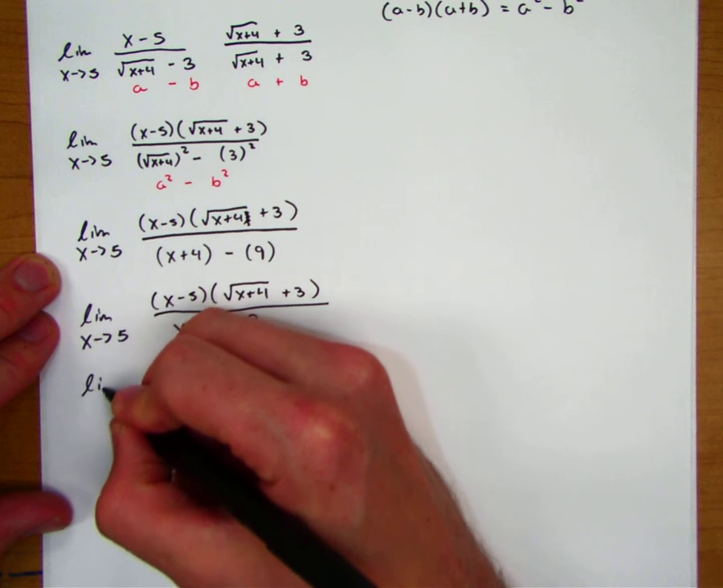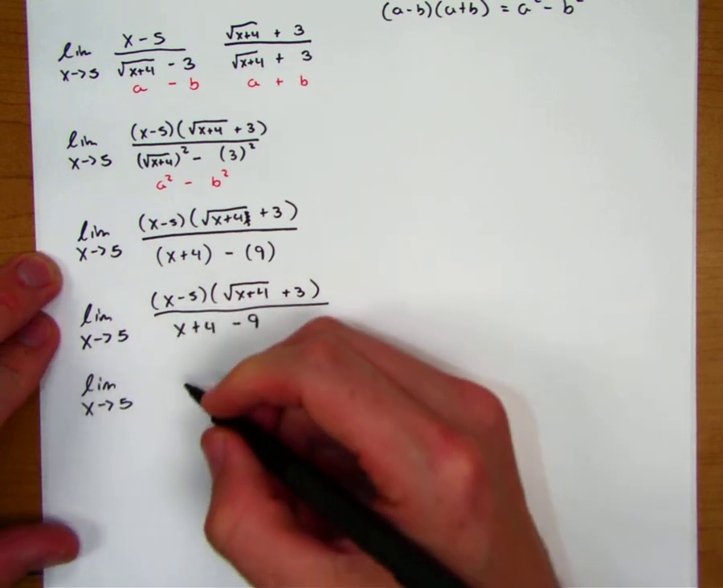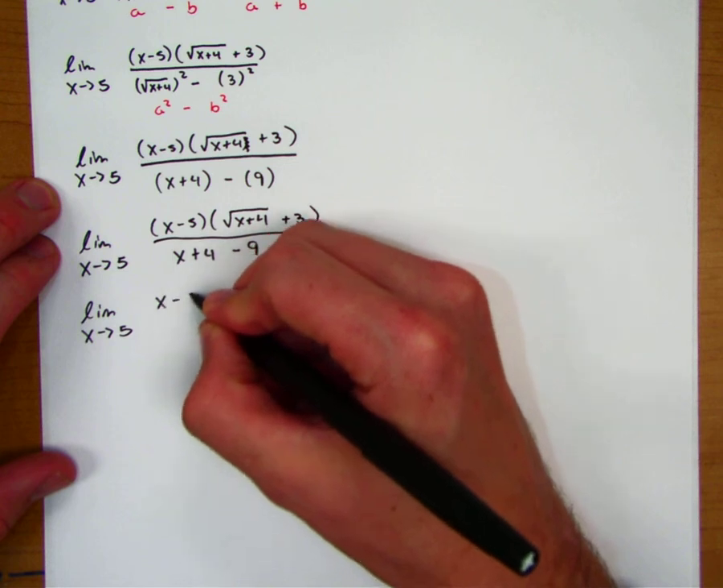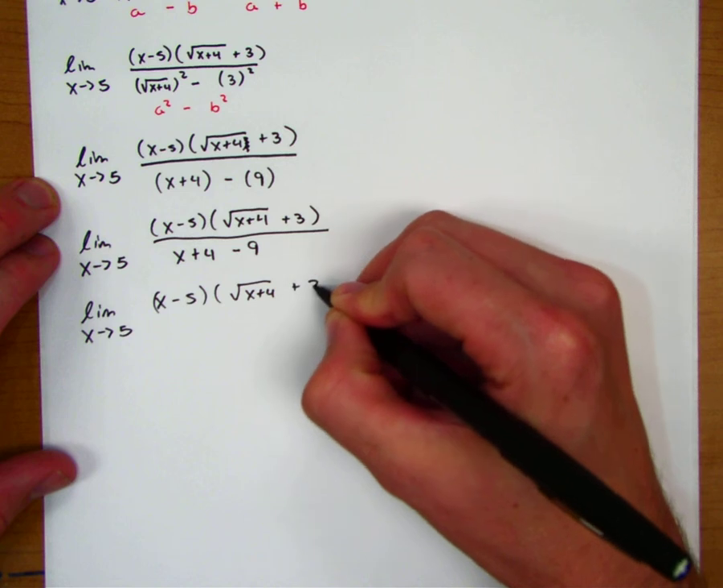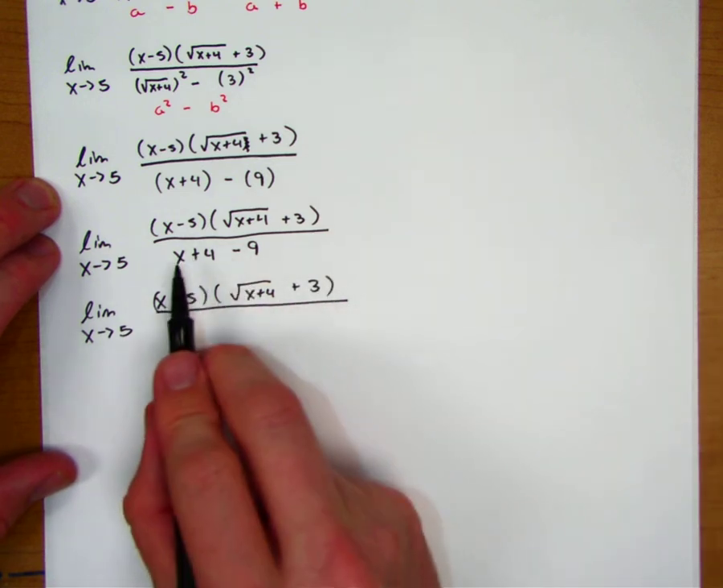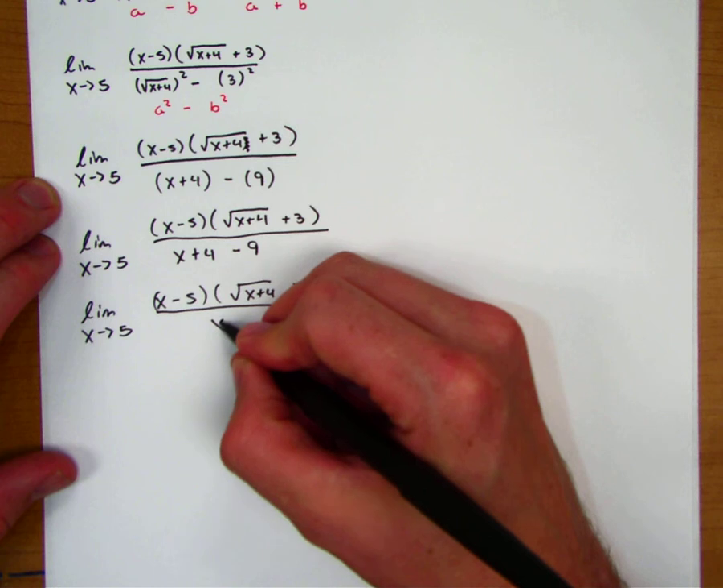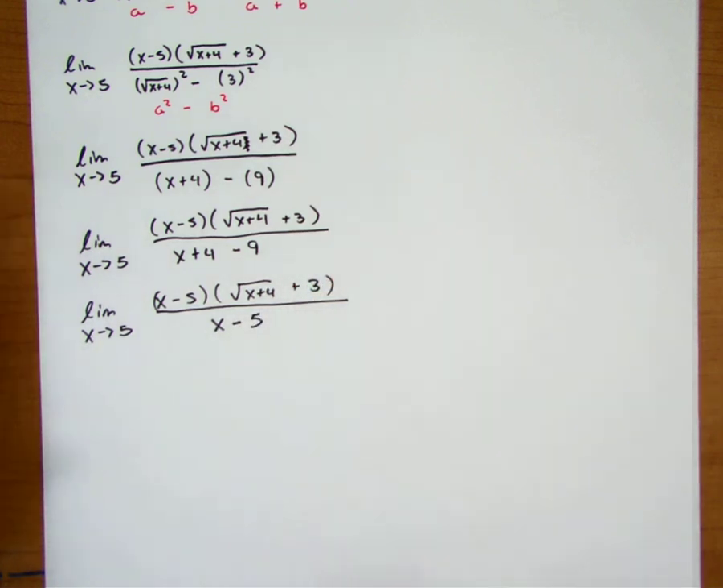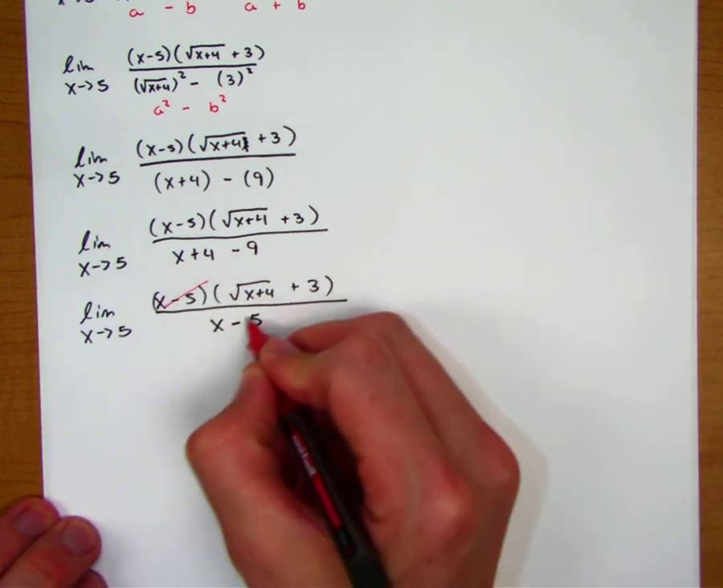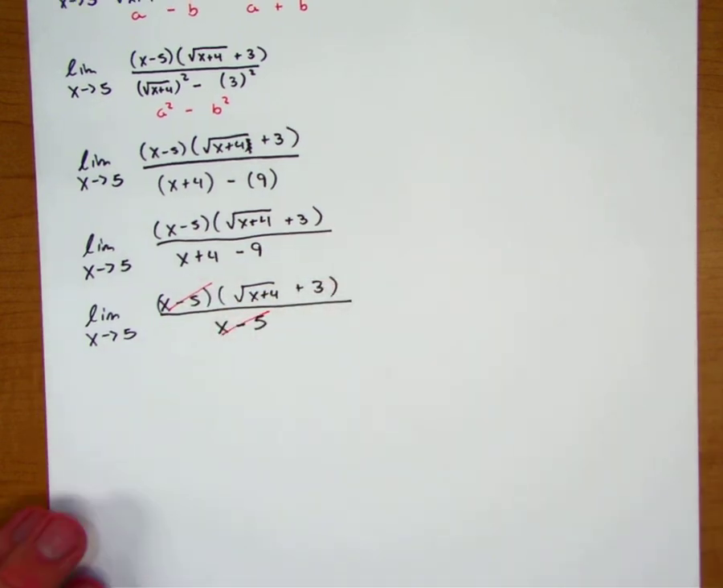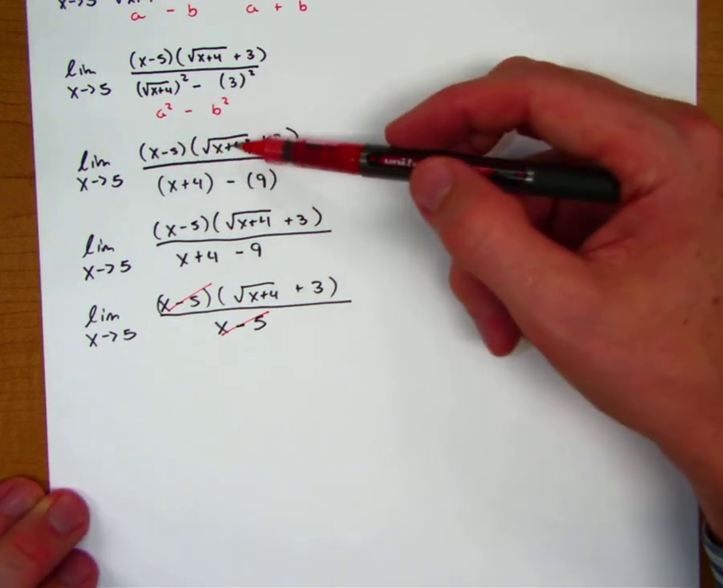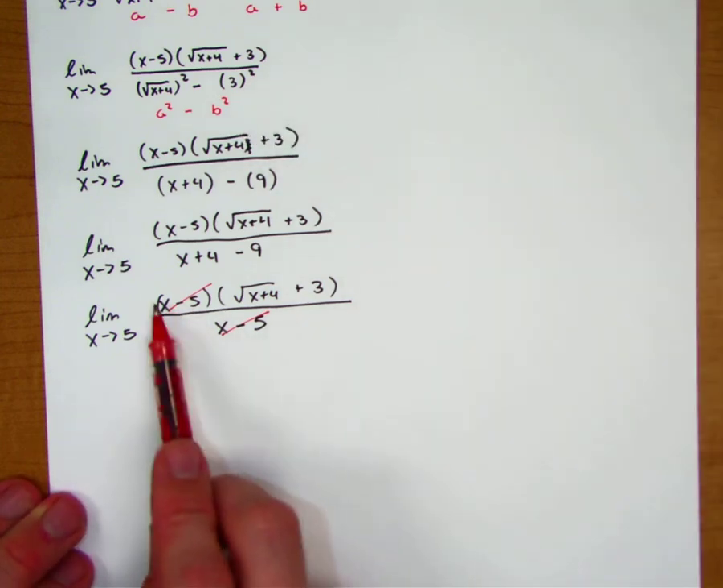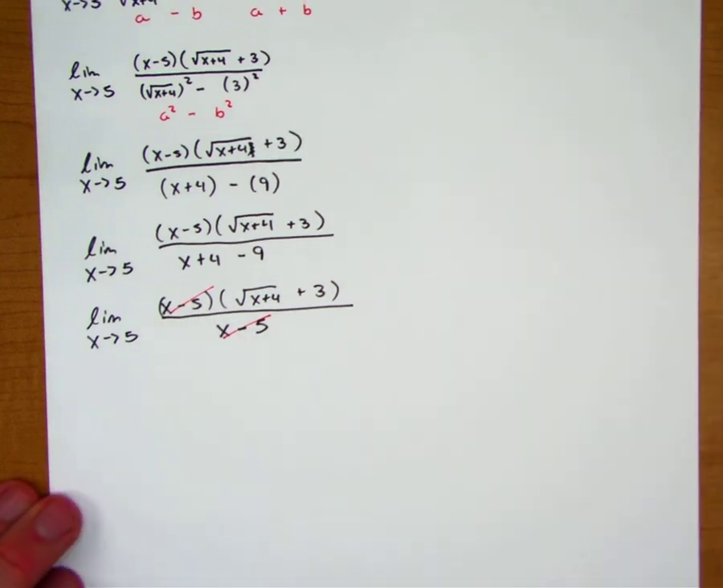And now simplifying further, limit x goes to 5. I've got x minus 5 times the square root of x plus 4 plus 3. And x plus 4 minus 9 is x minus 5. And now hopefully we can see where our cancellation is. I have an x minus 5 at the top and an x minus 5 at the bottom. Now it should be pretty obvious if you got overzealous up here somewhere and you decided to combine the x minus 5 and the root x plus 4 plus 3, you probably wouldn't recognize that there is that x minus 5 in there that you can cancel out.